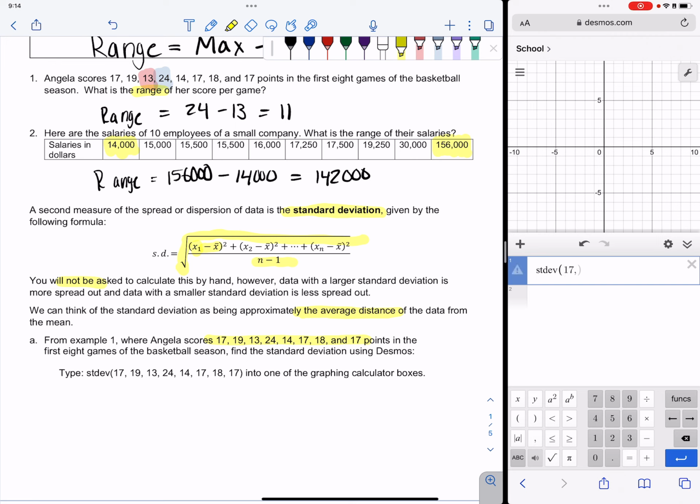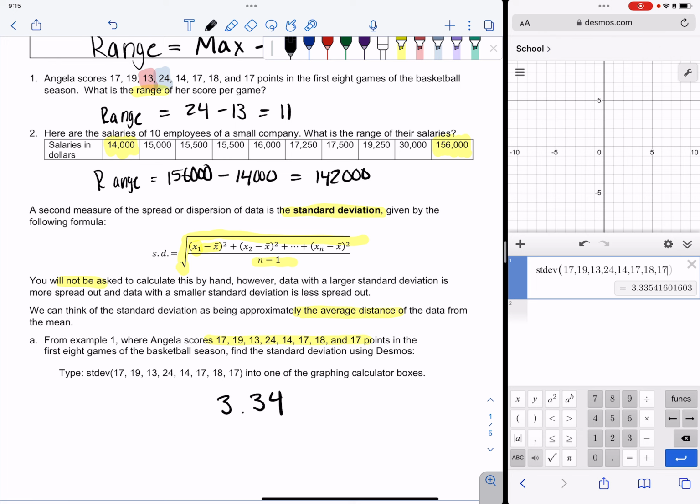So we have 17, 19, 13, 24, 14, 17, 18, and another 17. And here we can see that it gives me what now the standard deviation is. And we can see that it has it being about 3.34 for the standard deviation of my data set.